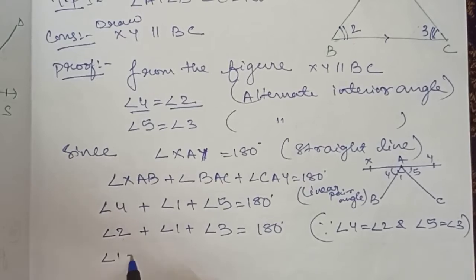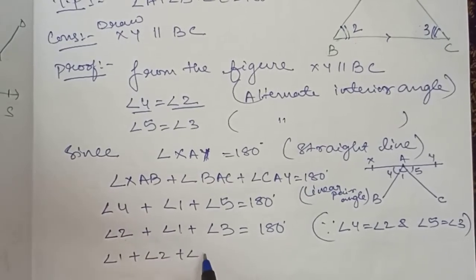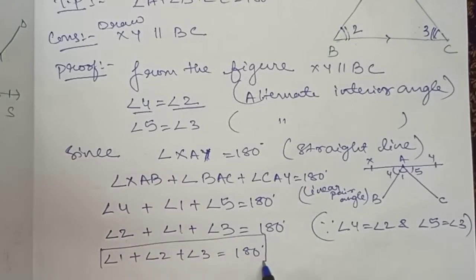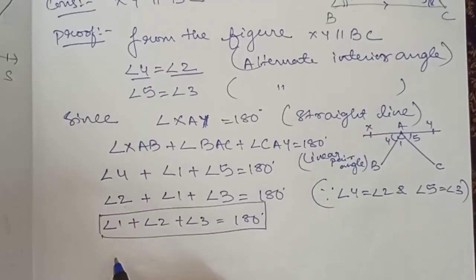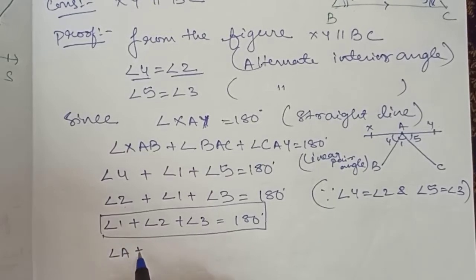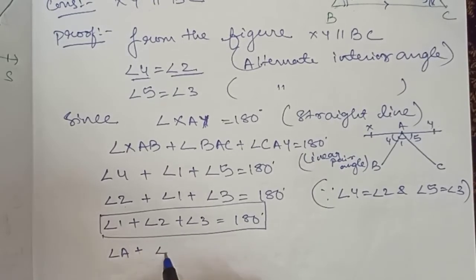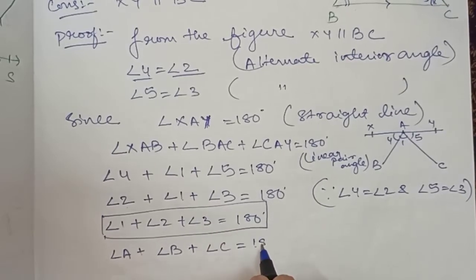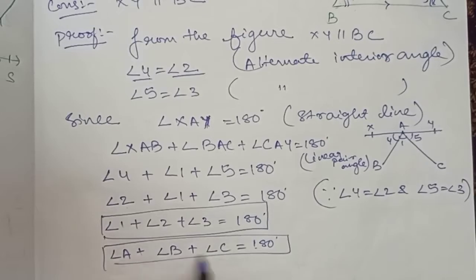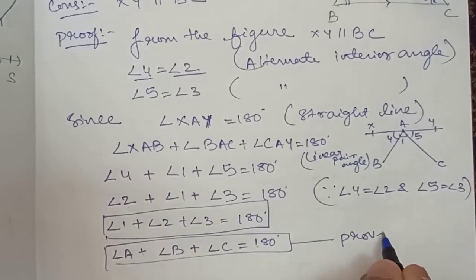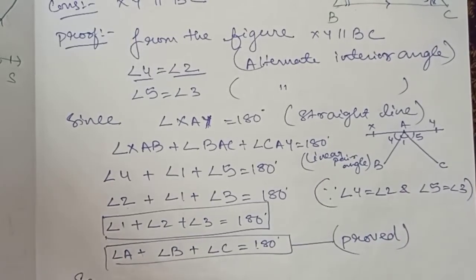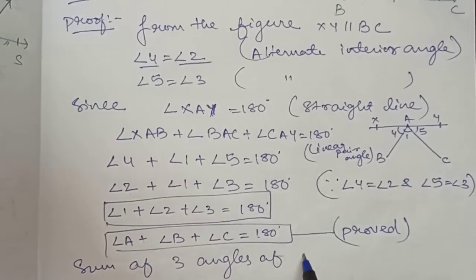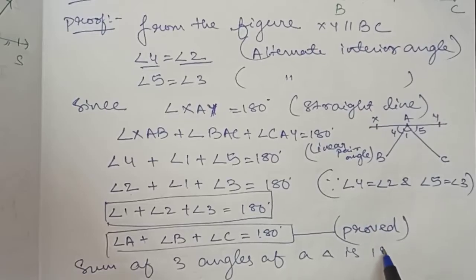If I arrange it, 1 plus 2 plus 3, how much am I getting? 180 degrees I am getting. Is it not? What is angle 1? Angle 1 is angle A. What is angle 2? Angle 2 is angle B. What is angle 3? Angle 3 is angle C. The sum is equal to 180 degrees. Is it proved? Yes, it is proved that the sum of three angles of a triangle is 180 degrees.